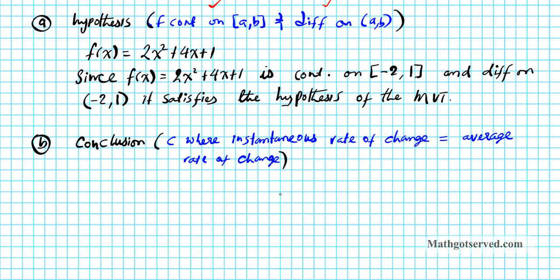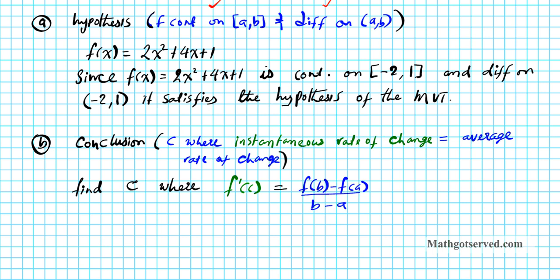Okay, so what are we going to be doing here? We want to basically find a C where, let's change the color, find C where f prime of C is equal to f of B minus f of A divided by B minus A. Alright, so that's what we want to solve.